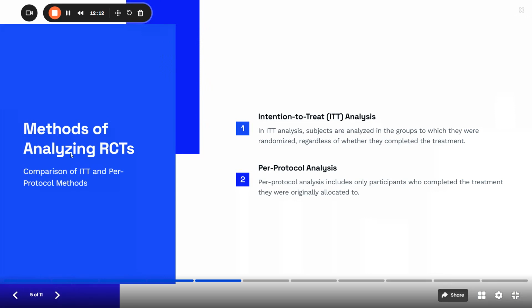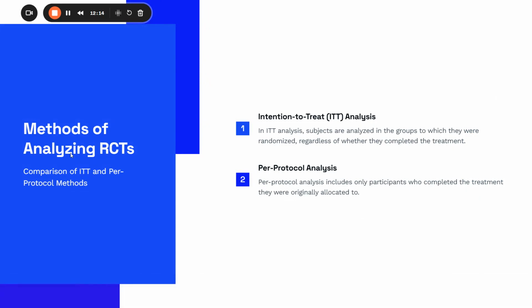Okay, now there are two methods of analyzing an RCT, known as intention to treat and per protocol analysis. Intention to treat means the individuals who are randomized to the intervention and the control group are analyzed, even if they are not taking the treatment or they drop out because of any reasons.